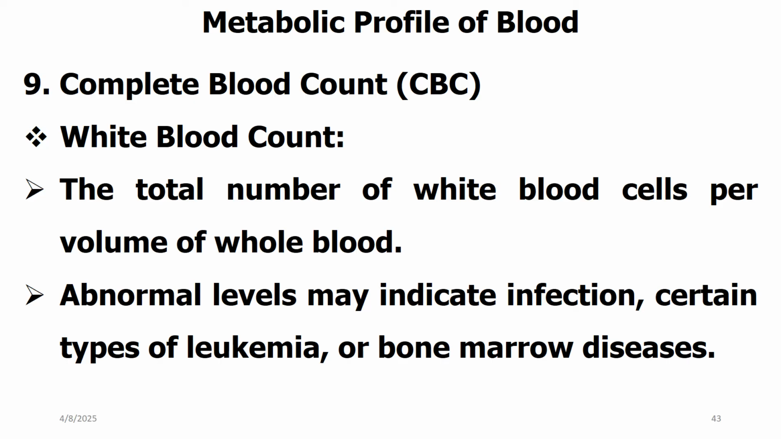Complete blood counts. Let's start with white blood count, WBC. The total number of white blood cells per volume of whole blood. That is the definition of white blood count. Abnormal levels may indicate infection, certain types of leukemia, or bone marrow diseases.